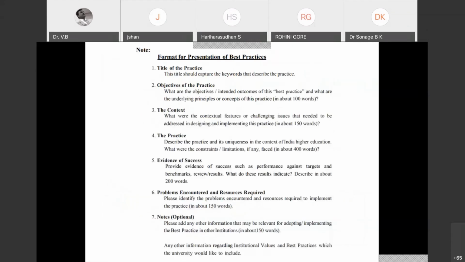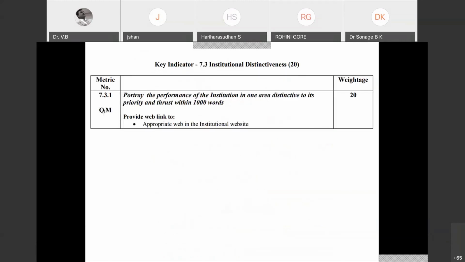So that format is: what is the title of the practice, what are the objectives, context. It's given here in detail. Then the performance of the institution in one area: here you can indicate how you are better than your peers, why your institution is more sought after than the competitors in and around your vicinity. That key point which attracts the student, which gives the students an edge over their peers studying in other institutions, should be given over here in a descriptive manner.